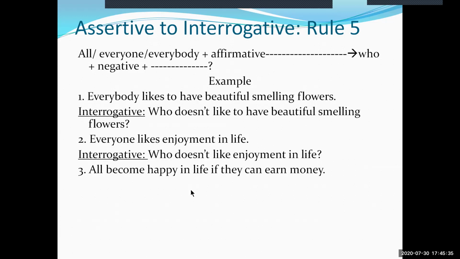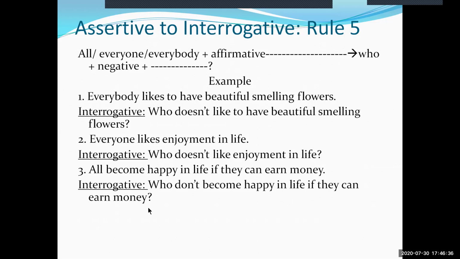Example number 3 here, all become happy in life if they can earn money, is in present indefinite tense with the subject all. We know that in proverbial sentences, the word all is commonly singular. But in any sentence other than a proverb, the word all is plural. And that is why the verb become is in plural form here. As the verb is in the plural form of present indefinite tense, we can make this sentence interrogative by using don't. So let us replace the word all with the word who and then don't become. So the interrogative sentence will be, who don't become happy in life if they can earn money?